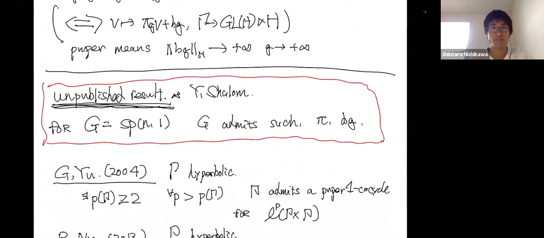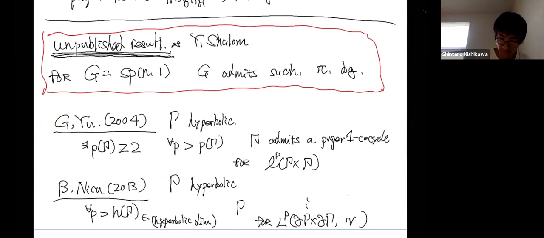Okay, so let me begin. So the goal is this. I want to let everyone see what this cocycle is and what the uniformly bounded representation of Sp(n,1) is.